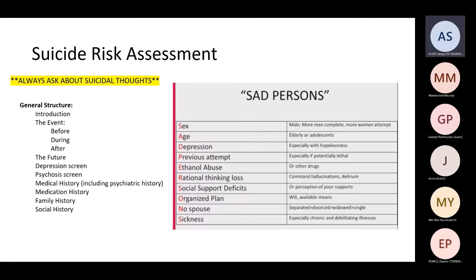And then if they're depressed, if they've had a previous suicide attempt, if they abuse alcohol, rational thinking loss, so if they're hallucinating or delirious. Ask about social support, if they have an organised plan, if they don't have a partner, if they're separated, they're more likely to attempt to commit suicide, and ask about health conditions as well.